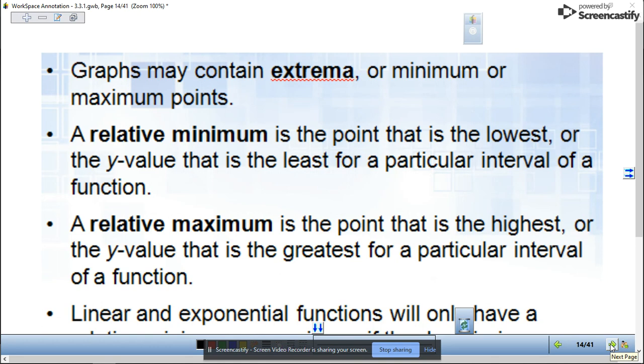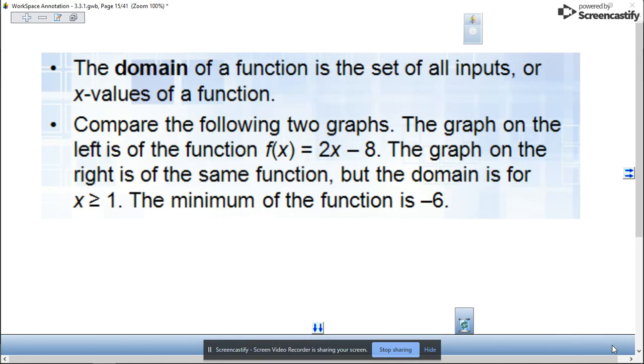All right, extrema, minimums or maximums. For linear and exponential functions, you only will have your relative max or min. That's only going to be in word problems. So we're not going to focus too hard on that, but we will talk about it briefly. Okay, it's the highest or lowest point. And then we'll come back to that in a second.